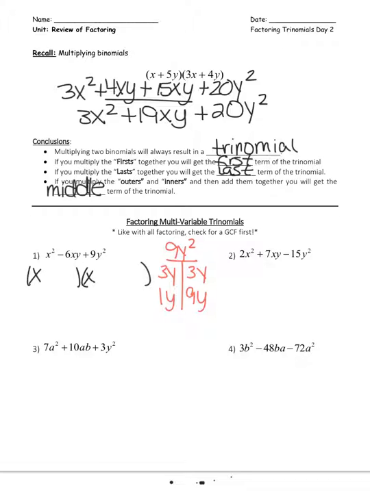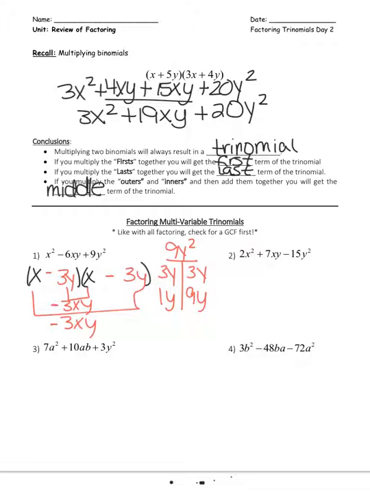Okay, now let's try 3y and 3y. Let's check our outers and our inners. So 3xy and 3xy. That's perfect. When I add them together, these two will add to a negative 6. But in order for them to add to a negative 6, we need to have a negative 3xy and a negative 3xy. Perfect. That's our answer.